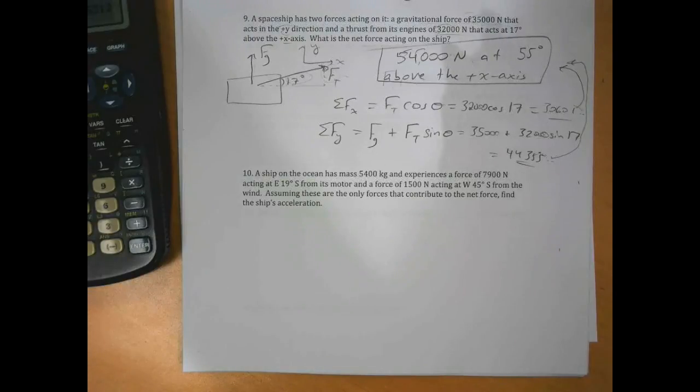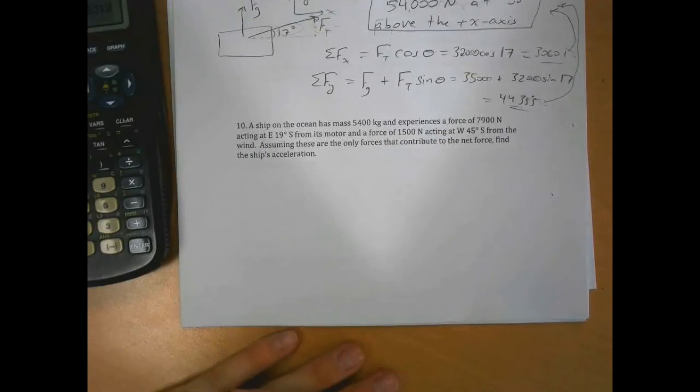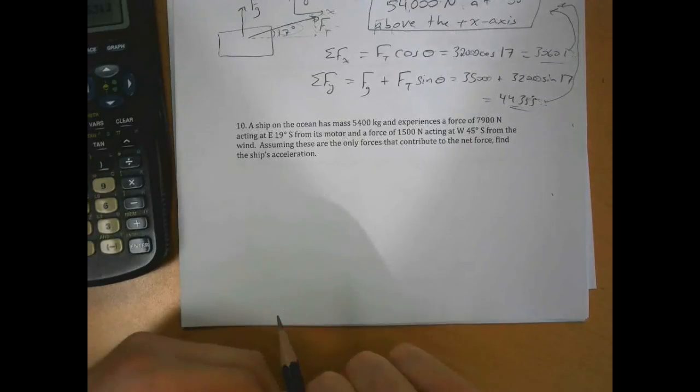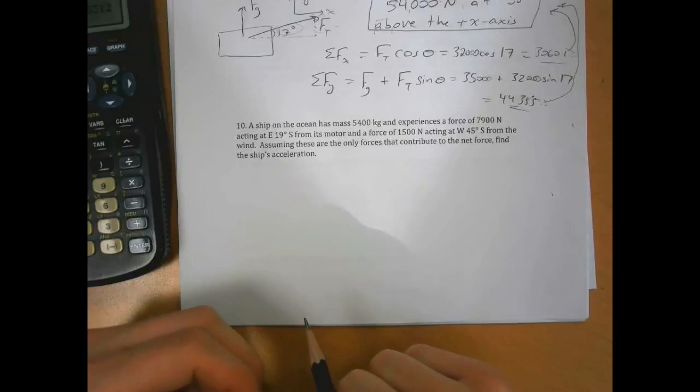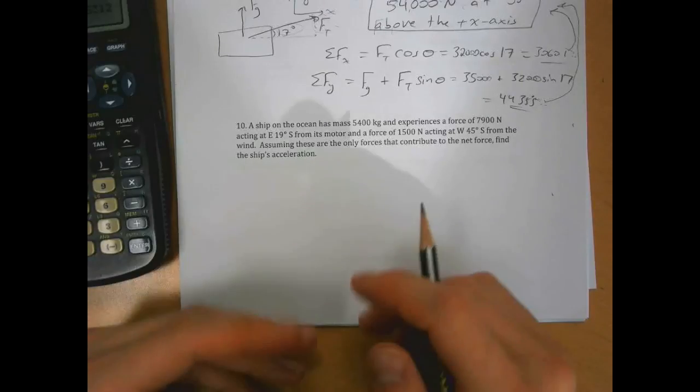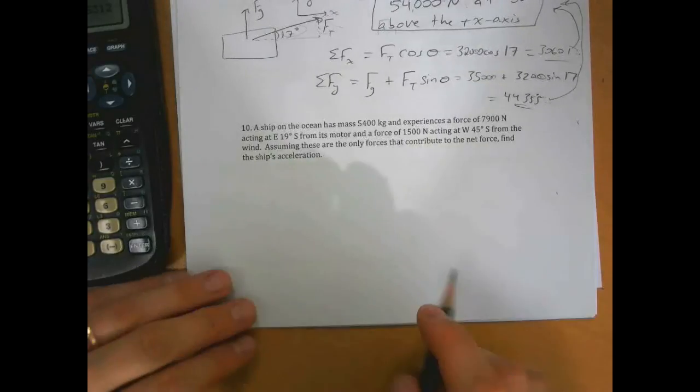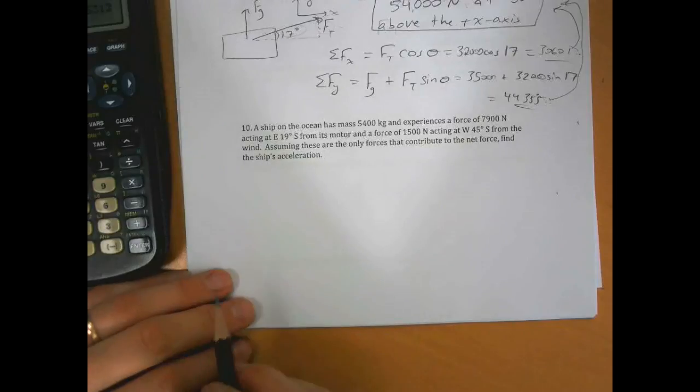Here's another example. A ship on the ocean has mass 5,400 kilograms and experiences a force of 7,900 newtons acting at east by 19 degrees south from its motor, and a force of 1,500 newtons acting at west by 45 degrees south from the wind. Assuming these are the only forces, find the ship's acceleration. So, first thing to do, draw a diagram.